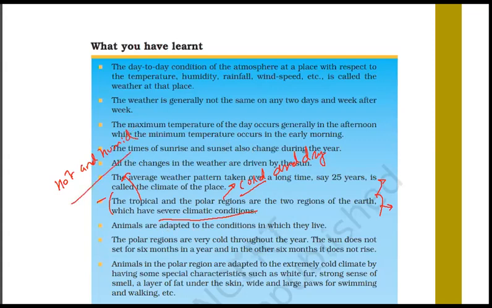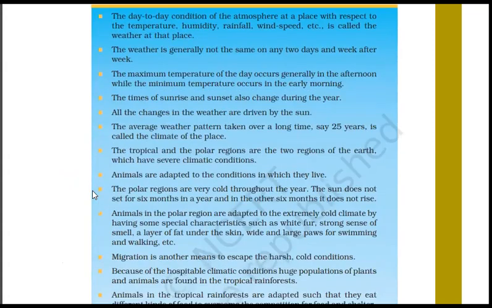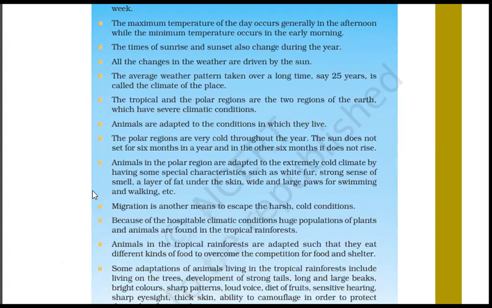Now animals adapt themselves depending on these climatic conditions. For example, polar regions are very cold throughout the year. The sun does not set for 6 months at the exact pole, not true for all the regions. Animals in the polar region have adapted themselves to sustain the cold. How? They have fur, a strong sense of smell, a thick layer of fat under the skin, and wide and large paws for swimming and walking. For example, polar bear, penguin.